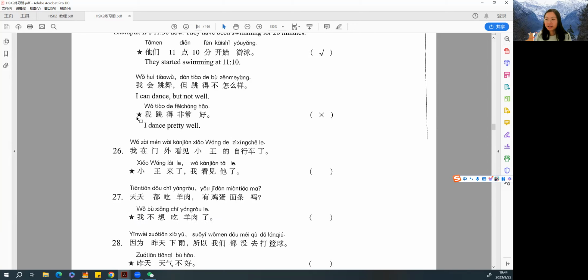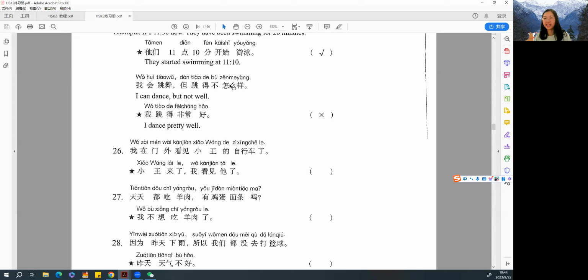And then the second part, the second question, 我会跳舞. 跳舞 means, yeah, dance. 会 means can. 但 is 但是, but. 跳的不怎么样 is not good. 不怎么样. And 怎么样 here, if there's an expression with 不 plus 怎么样, it means not good.